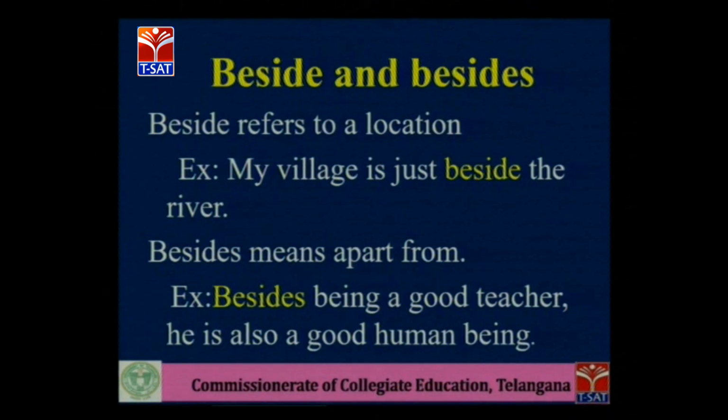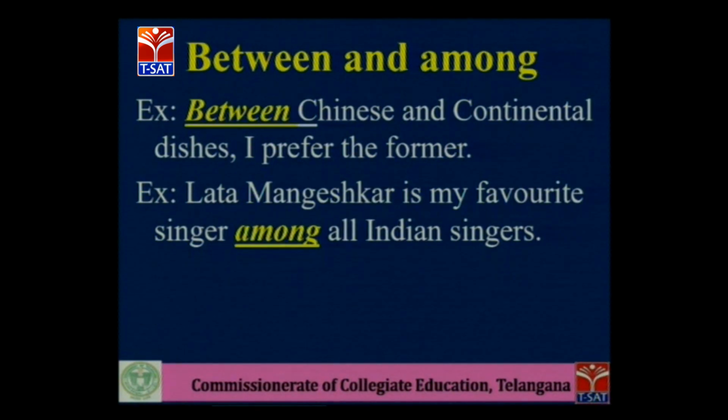So we have to remember that beside is used when you are referring to a location, and we use besides which means apart from. And now we will move on to the next commonly confused prepositions, that is between and among. In the first sentence, between Chinese and continental dishes, I prefer the former. Here Chinese and continental are two dishes, and as I told, we use between when we are talking about only two things. In the next one, Lata Mangeshkar is my favorite singer among all the Indian singers, and we use among when we are talking about more than two things or two places.